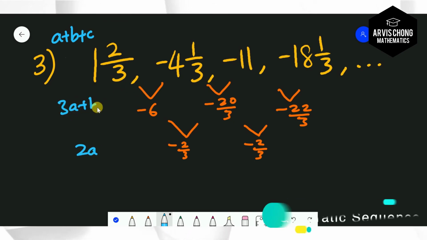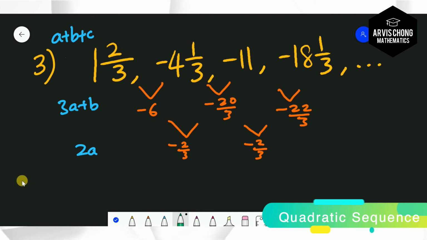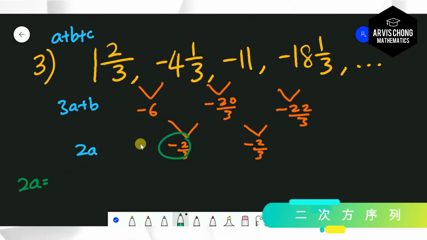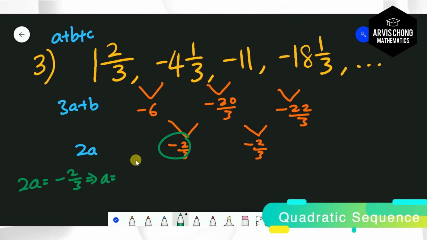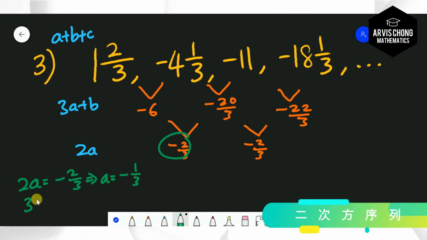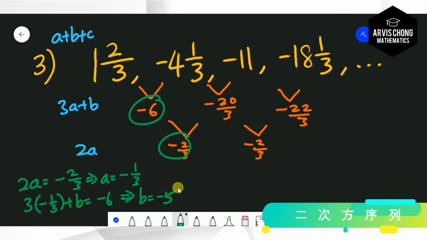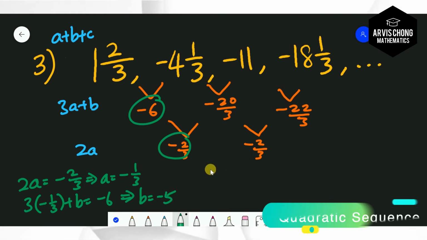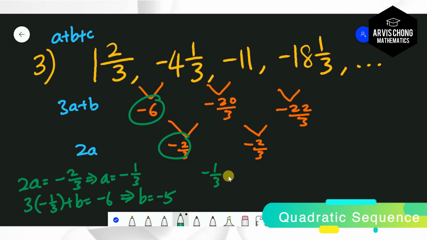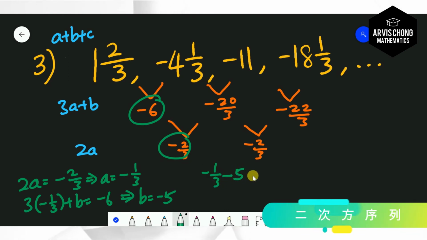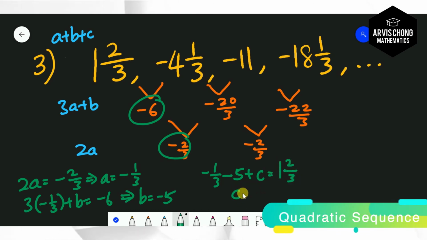Okay, so next we need to find A. So 2A equals negative 2 over 3. Our A will be, if you use your calculator to type the value, negative 1 over 3, right? And then next one, 3A, where A is negative 1 over 3, plus B equals negative 6, right? So our B will be negative 5. Okay, then last one, A plus B plus C, which is negative 1 over 3 plus negative 5, which is minus 5, then plus C equals 1 2 over 3. Then you type in your calculator, you will get C equals 7.